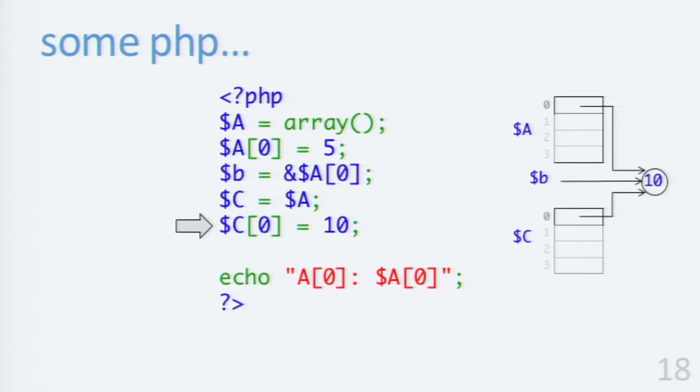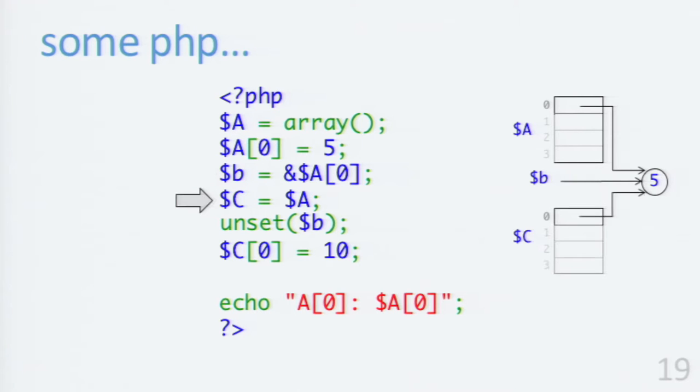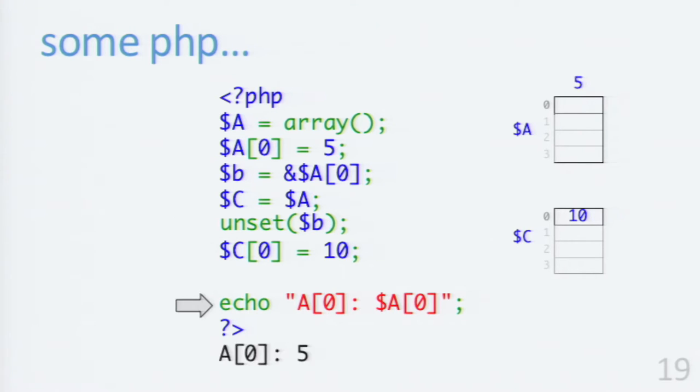Now, C gets A, we do the same thing, and we get 10. It's brilliant, isn't it? And you might say to yourself, what the hell's going on here? What if we unset B? You get back 5.